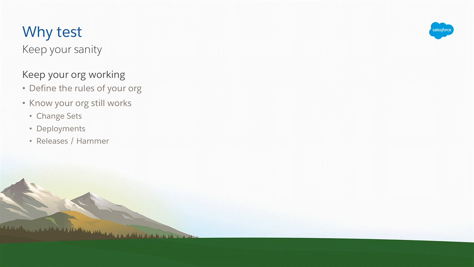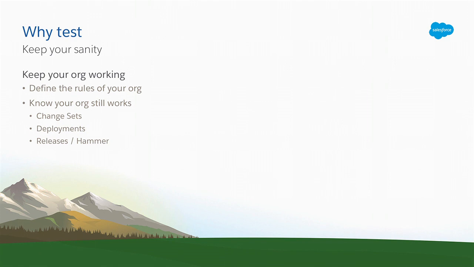So why to test? Who likes phone calls at 3 in the morning? No hands? Come on. But basically, keep your sanity, keep your org sanity. It is defining the rules of what your org needs to do. We're going to give an example where we're going to say contacts have to have a mailing address. Simple rule, but what happens when that breaks? You get the phone call. And that is a rule of your org that you have defined, and who likes bad data? No one? All right. And every time you do a change set or a deployment or a development or Salesforce does a release, there's a chance of your org breaking, right?